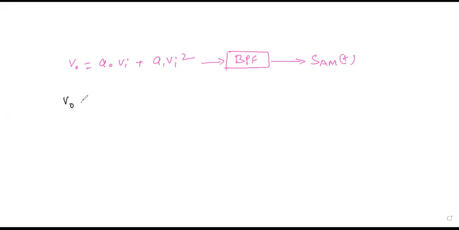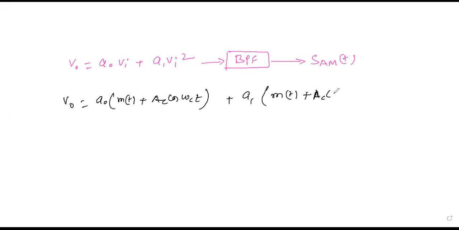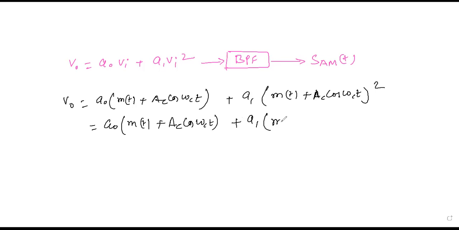V naught equals A naught times (M of t plus AC cos omega ct) plus A1 times (M of t plus AC cos omega ct) whole square. Expanding: A naught M of t plus A naught AC cos omega ct plus A1 M square t plus AC square cos square omega ct plus twice M of t into AC cos omega ct. Got it?